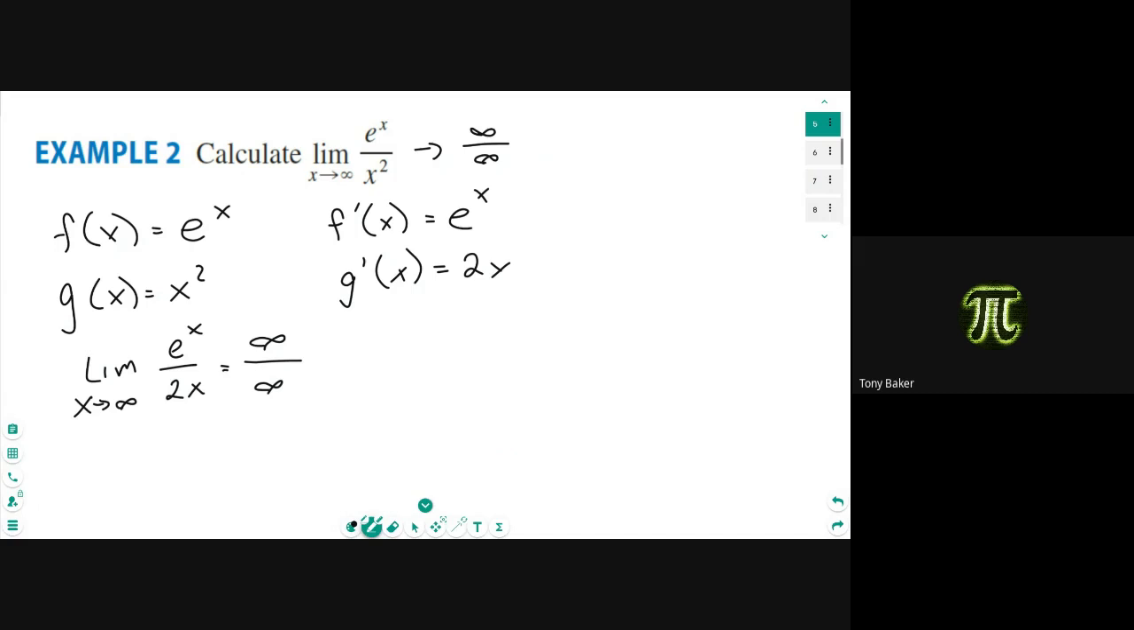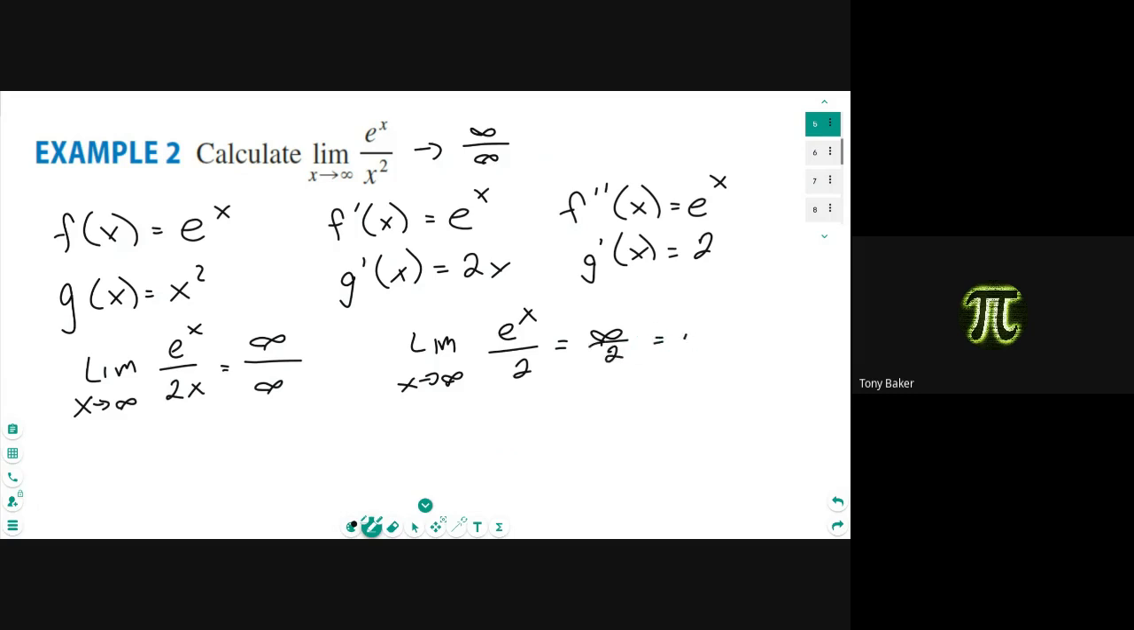So if you look at this problem, the top's never going to change. E to the x is always going to be e to the x. However, if you notice the bottom went from x squared to x, if we do the derivative of it again, so we do the second derivative of each, now that bottom is just 2. The variable's gone. So now I can do the limit as x goes to infinity of e to the x over 2, which is just infinity over 2, which is just infinity. So as it goes to infinity, it's going to infinity.